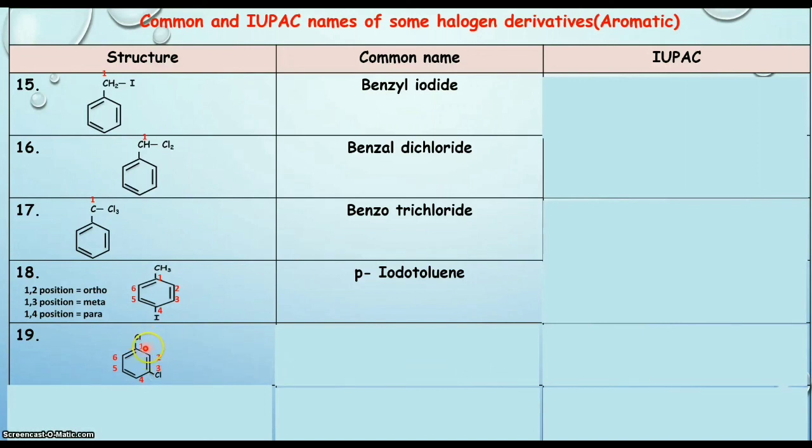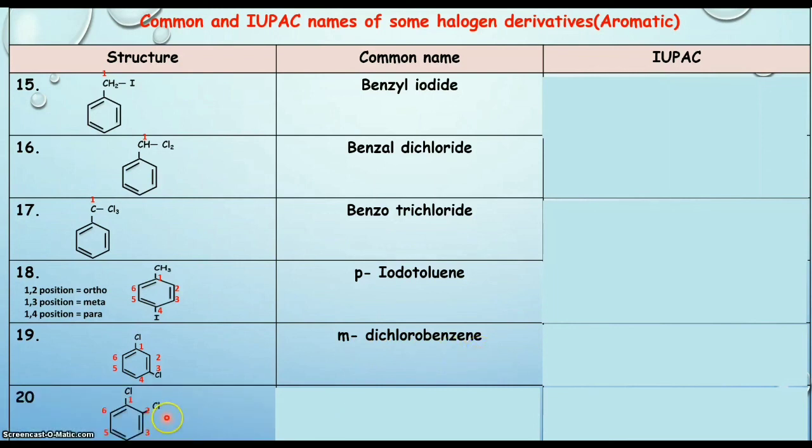Now, next one. Here, 2 chlorine atoms are present on the benzene ring. 1 chlorine atom is on the first position and the second chlorine atom is present on the third position. So the prefix used over here is meta. So the name of this structure is meta-dichlorobenzene.